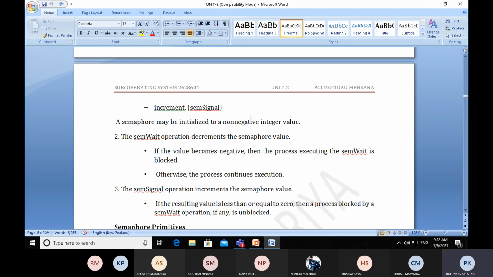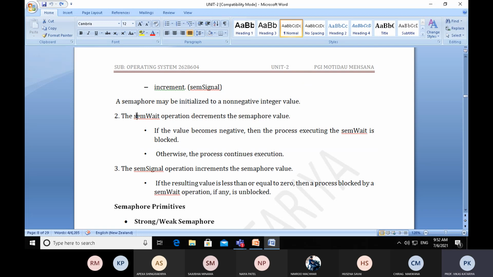So this is the actual meaning of initialization. Now second is the sem wait operation. The sem wait operation decrements the semaphore value. If the value becomes negative after decrementing, it is possible that the value of the semaphore goes negative. So if the semaphore value becomes negative, then the process executing the sem wait is blocked.